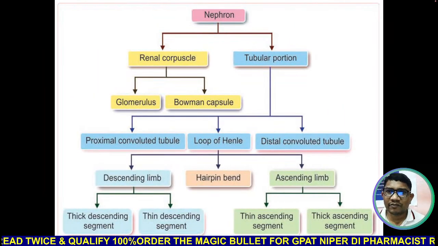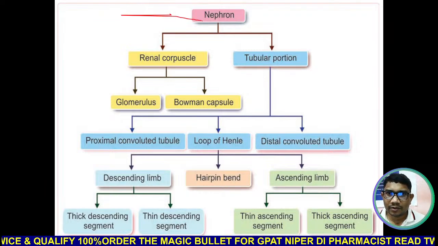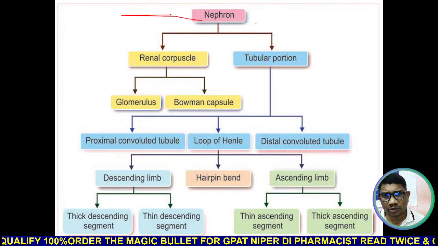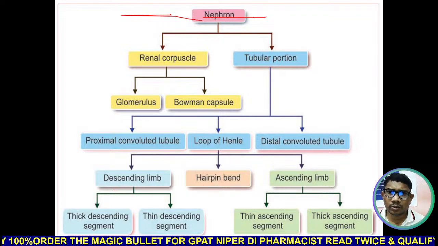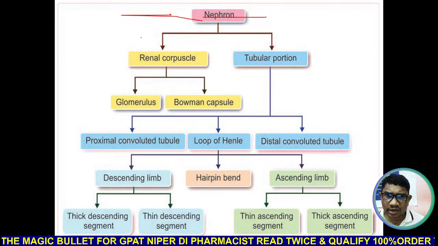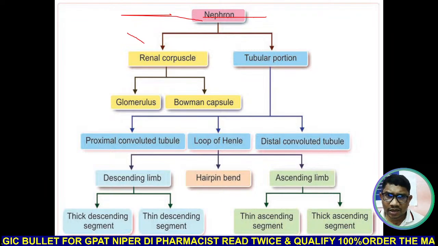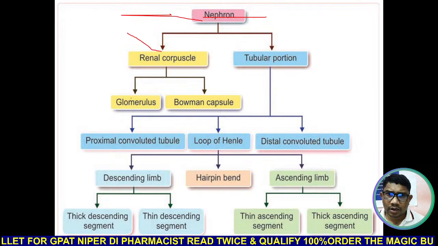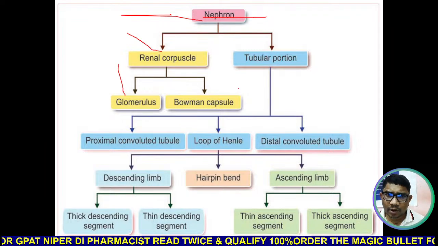Now nephron, you can see nephron, or it is known as a renal tubule. Some call it a renal tubule. Now nephron has two parts. First one is known as a renal corpuscle. Renal corpuscle has the glomerulus and Bowman's capsule.